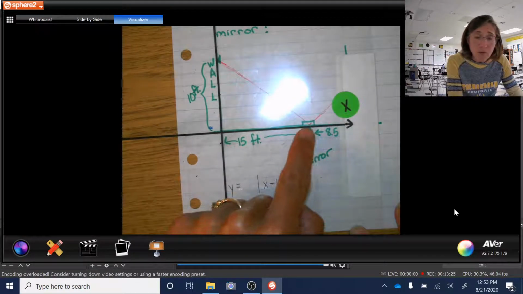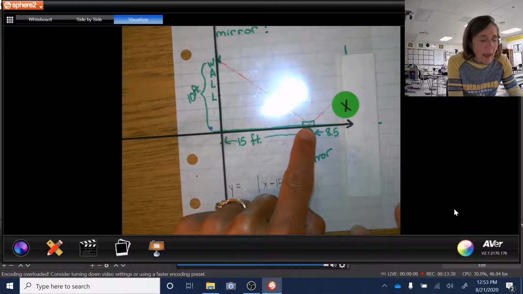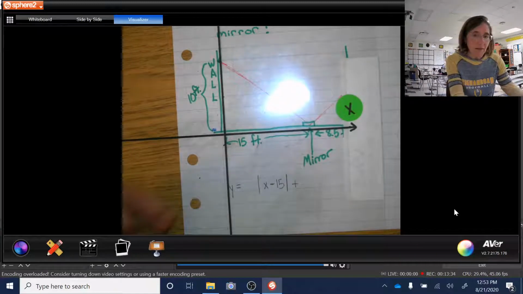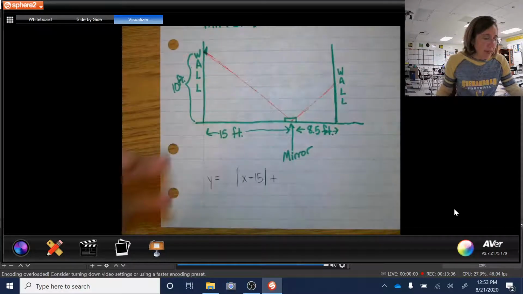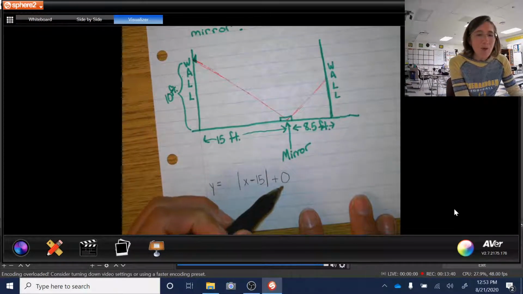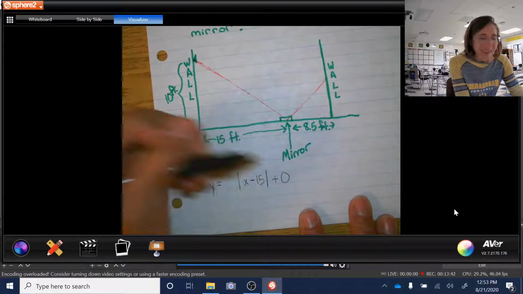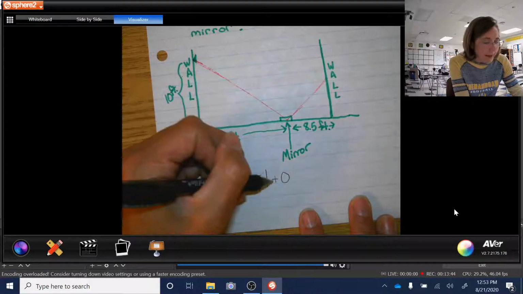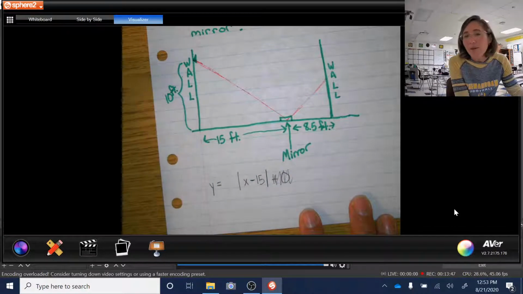No, it's just sitting right there. That mirror is the vertex of this absolute value function, and it's sitting right there on the ground. So my k value is going to be a 0. So I'm going to put that down here. Since it's plus 0, you honestly don't even need to write that part, because adding 0 doesn't do anything mathematically.